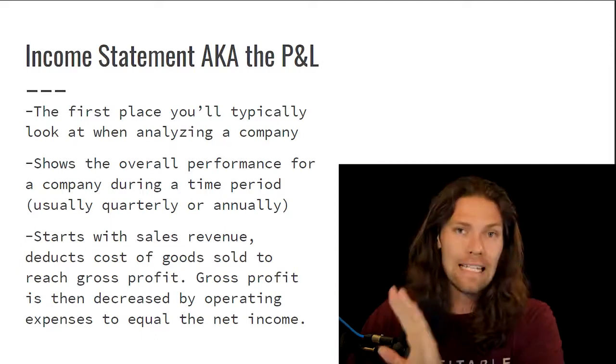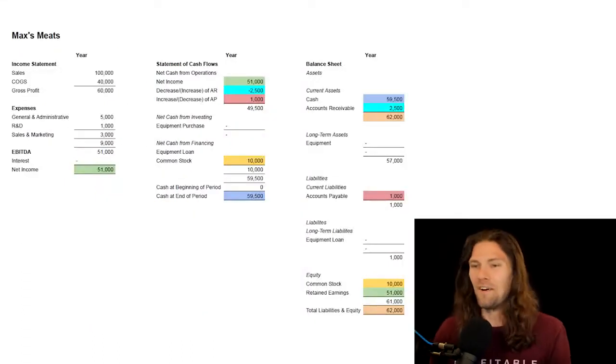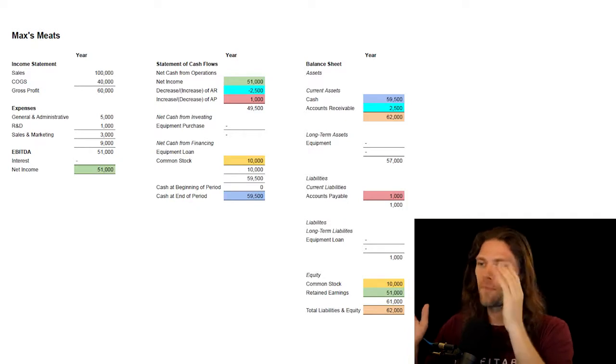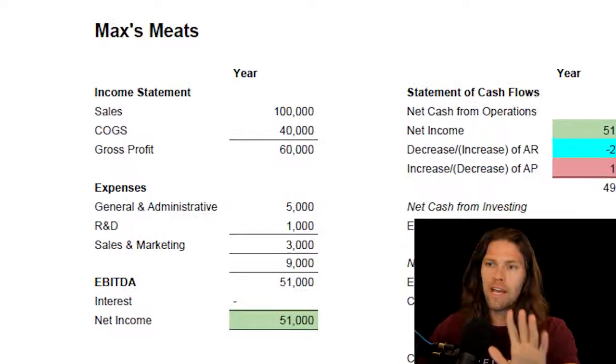So I have made an example of a fictitious company. It's called Max's Meats. Go figure. And we've made a fictitious income statement, cash flow statement, and balance sheet. We're going to just start with the income statement right now. Break this down piece by piece.